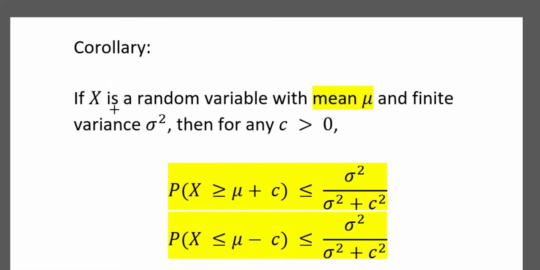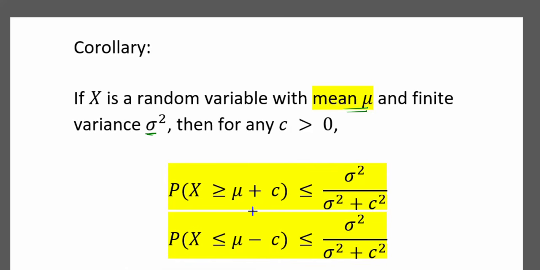The corollary states that if x is a random variable with mean mu, notice that it is not 0, now it is non-zero, stated as mu, and it has a finite variance sigma square, then for any c greater than 0, probability of x greater than or equal to mu plus c will be less than or equal to sigma square by sigma square plus c square, and probability of x less than or equal to mu minus c will be less than or equal to sigma square by sigma square plus c square.